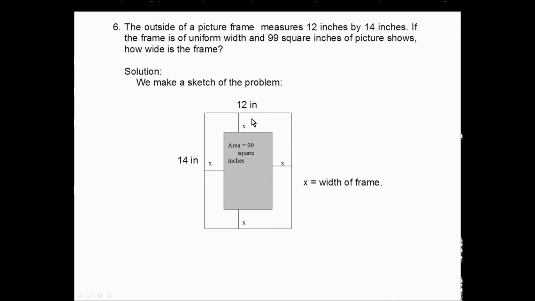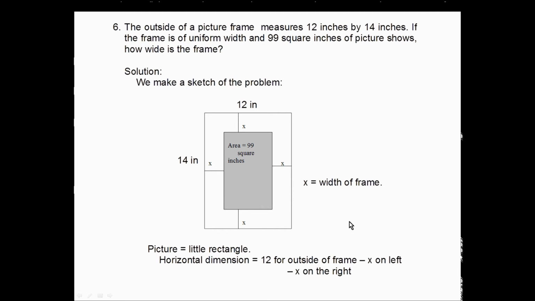The frame is of uniform width all the way around. Again, hopefully you see a rectangle inside of a rectangle. In this setup, the little rectangle is the picture. So the picture is equal to the little rectangle. Now I know the area of the picture, 99 square inches. I have to get the dimensions of this gray rectangle.